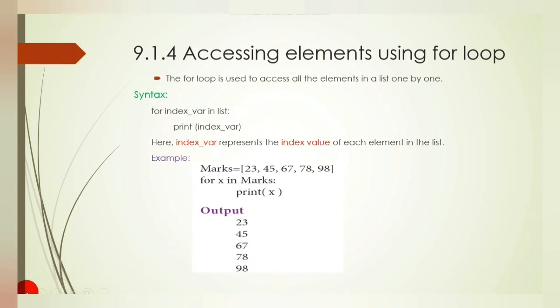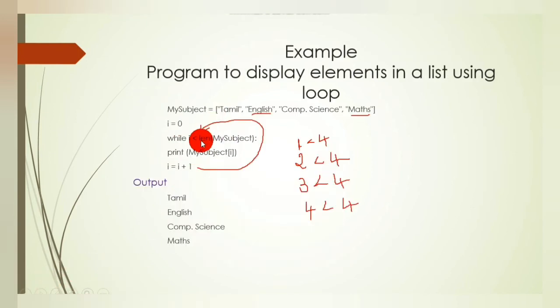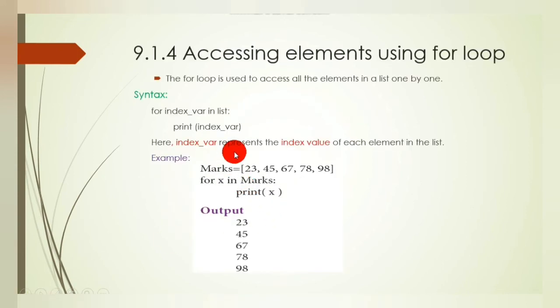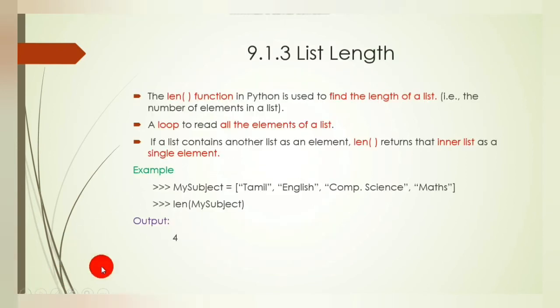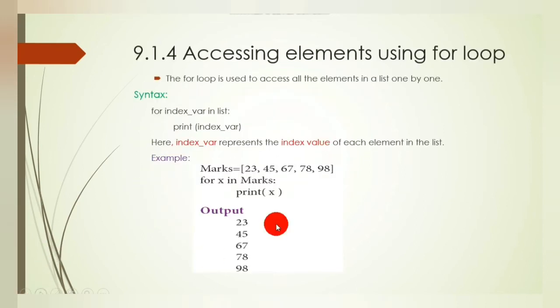In the previous example we discussed how to access the elements by using the while loop. In this example we discussed how to access the elements by using the for loop. Okay, in the initial stage, in the definition, what is given? By using a loop you can read all the elements of your list. Okay, so you can see the examples of both the while loop as well as the for loop for accessing all the elements present in your list.